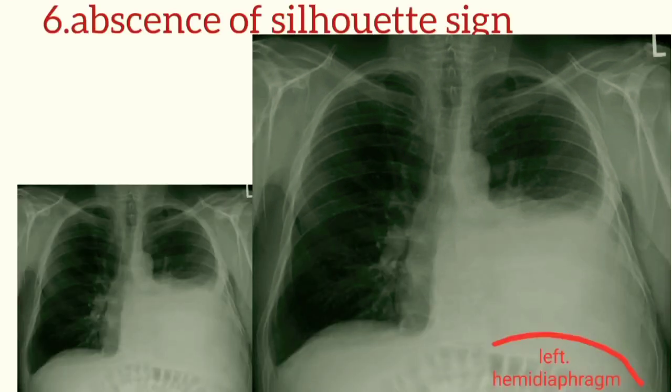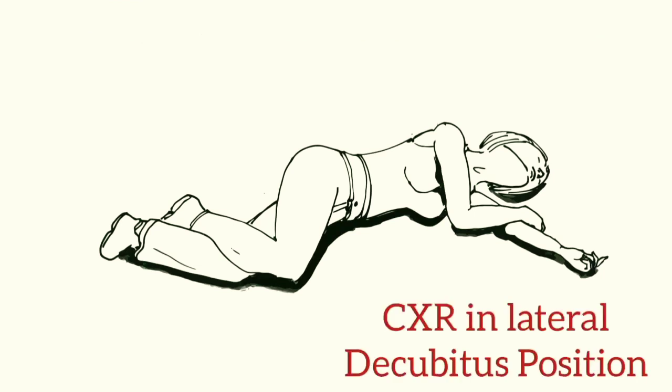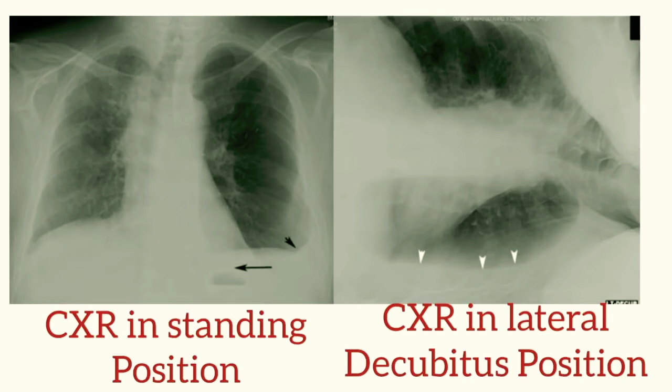And one more point to be noted: loss of the Silhouette sign. Here the Silhouette sign is the left diaphragm which is lost. This is the lateral decubitus position, and this is the X-ray obtained in the lateral decubitus position. Now why is this position chosen? This position is chosen to detect whether the pleural effusion is loculated or free-moving.